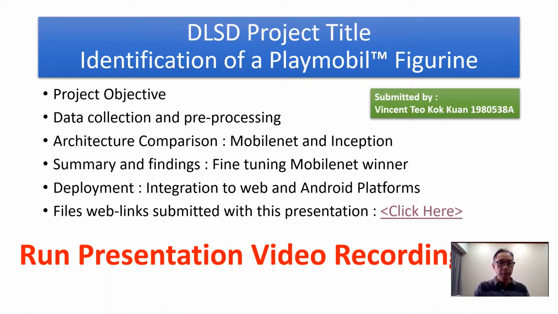I have about 6 agenda items. Talk about project objectives, data collection and pre-processing process. What are the architectures I've used to compare in terms of best outcome for the prediction? Summary and findings, and what are the key findings in terms of doing the fine-tune of both models. Deployment into integration into both web and Android platform, to look at the differences. Also, finally, I have the web link submitted in the presentation. So just go right in.